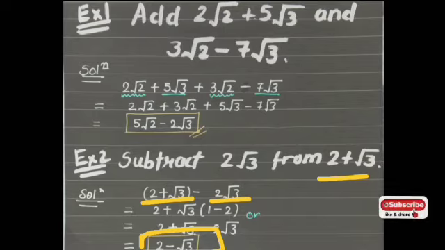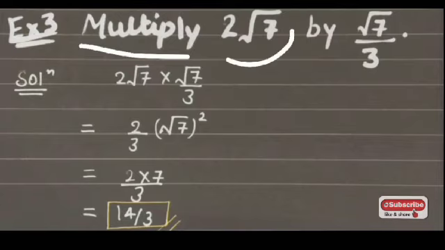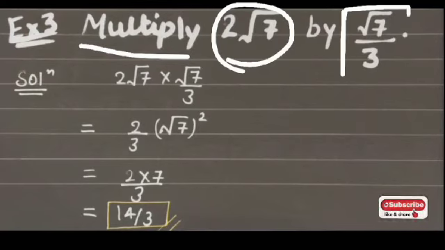I hope it's so simple. If you still have any doubt, I'll make a separate video for that, just for the addition and subtraction and all these things. Now we are taking example three. Here is the multiplication. Multiply 2 root 7 by root 7 by 3.